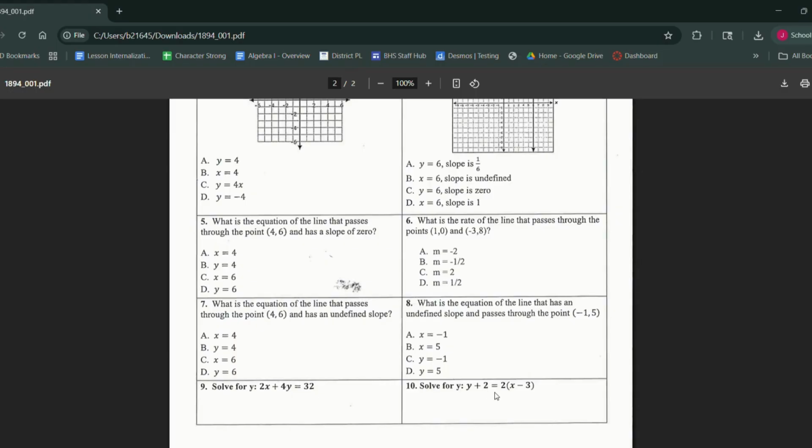Number 10, you're going from point-slope form into slope-intercept form. Remember, I tell you that, for me at least, it's easier for me to multiply my 2 to my x and then my 2 to my -3. Once I multiply that, then I can get rid of this plus 2, right? The opposite of adding 2 would be to subtract 2 on both sides, and then we simplify.